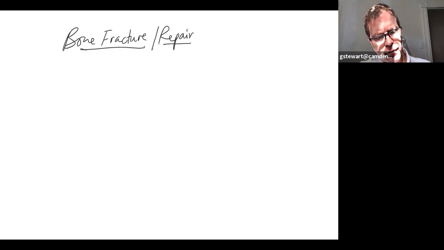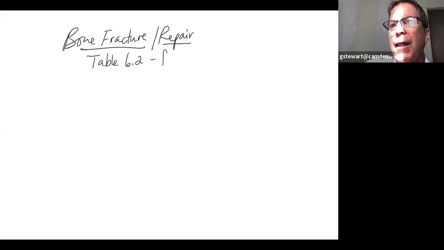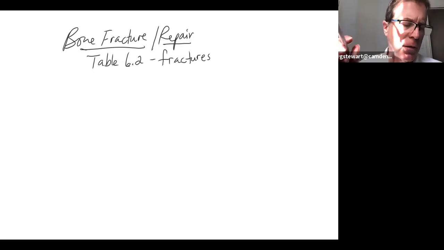So in terms of bone fracture, there is actually a table in your book in chapter 6 that outlines the different types of fractures. I'm pausing because I think it's table 6.2. So take a look at that, please. And it classifies bone fractures. Not that it's not important, but if I talk about each and every one of them, I won't be able to get to diseases of the bone and aging of the bone if I spend a long time on this.